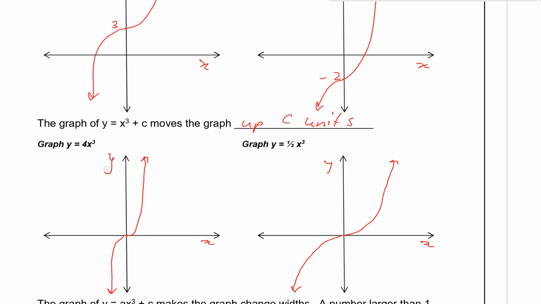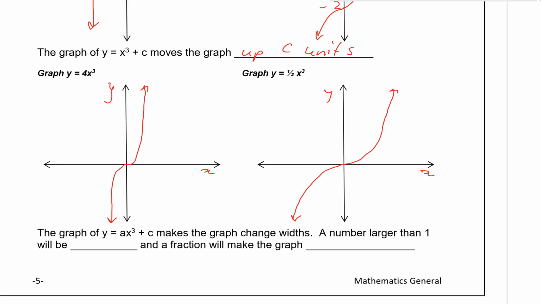They've already got arrows. That's good. So y equals ax cubed plus c. The graph changes widths or steepnesses. A number larger than 1 will be steeper and narrower. A fraction, wider and less steep.